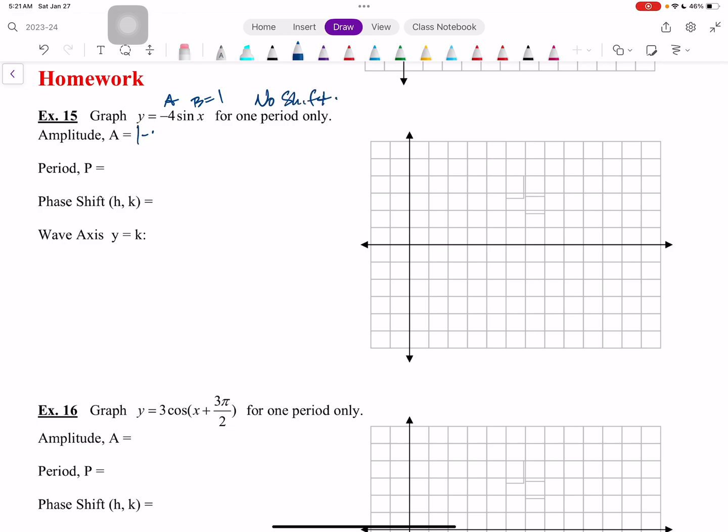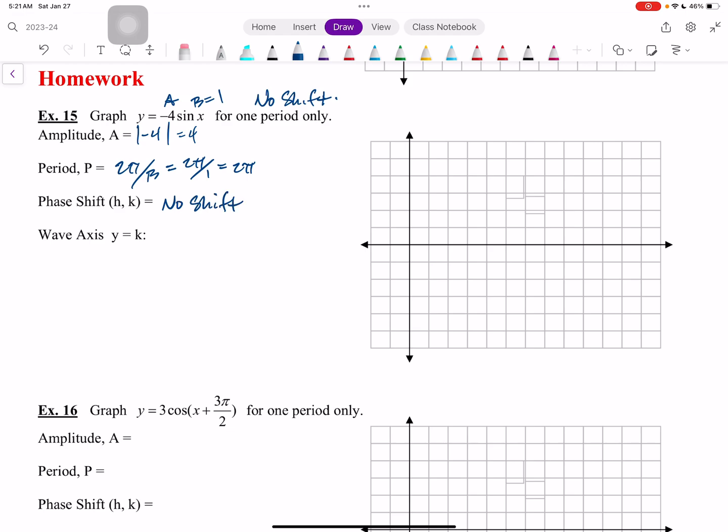So the absolute value of negative 4 is 4. Period is 2 pi divided by b. So b is 1. So 2 pi divided by 1 is just 2 pi. I don't see anything subtracted or added to the function, so there's no shift.